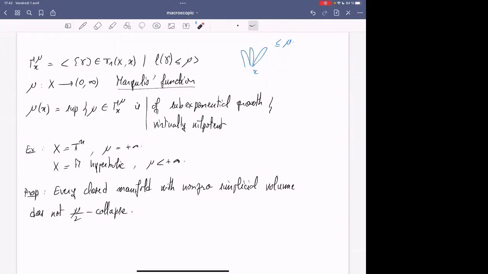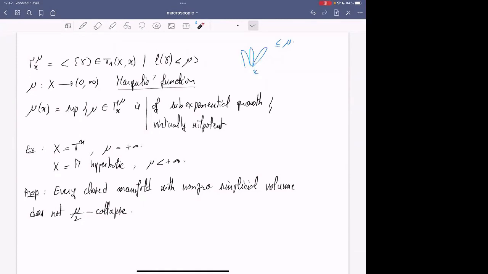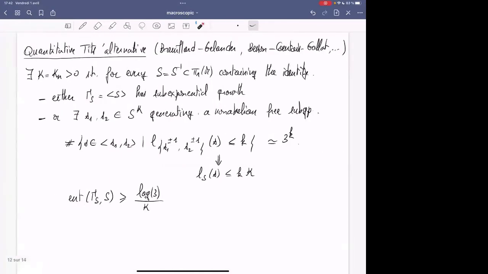And that's where you need some kind of Tits alternative that says either your subgroup has sub-exponential growth, or it generates a... well, it's not quite true. Okay, here's what I would use. Just to answer your question, that's the quantitative Tits alternative I have in mind, and that's due to Breuillard, Gelander, and also Besson, Courtois, and Gallot got some results like that.